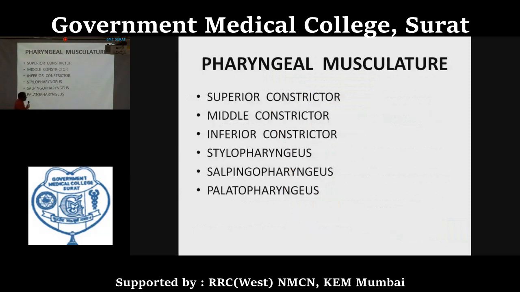Now pharyngeal musculature, I have enlisted the members of this group. Basically 6 muscles are there on each side. So 6 paired muscles are there, and I have enlisted the names of those muscles. 3 constrictors are there, superior, middle and inferior constrictors, and beside these, by and large vertically placed muscles, they are the stylopharyngeus, salpingopharyngeus and palatopharyngeus. So these 6 muscles are there.